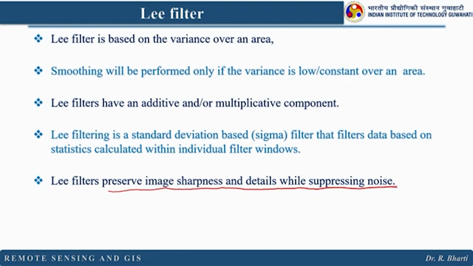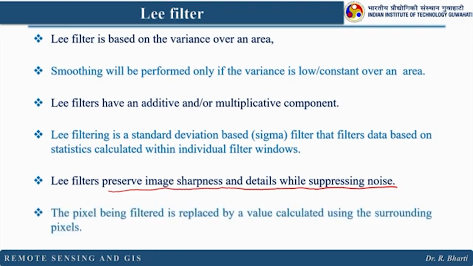So, this is very good when you want to suppress the noise and increase the sharpness of the image. This is a very good method. The pixel being filtered is replaced by a value calculated using the surrounding pixels. That is similar to what we were doing for all other methods. We calculate the target pixel's new value, and that will be used to replace the raw data value, right. Raw data means image pixels without any calculation.